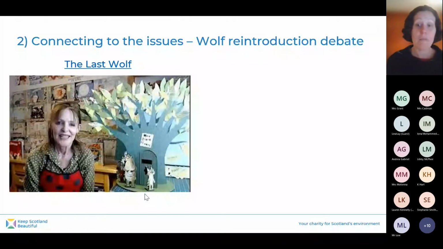And afterwards, maybe have a little conversation with them, because even really young pupils can have a think about the pros and cons of reintroducing wolves to Scotland. So who's that going to affect and why? And you know, would it be a good thing or not to have wolves in Scotland?